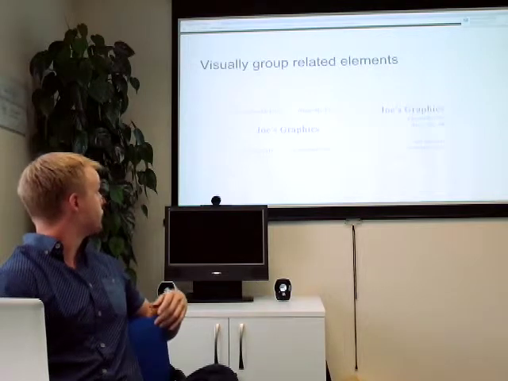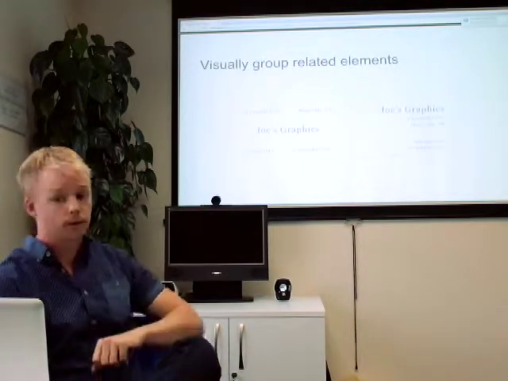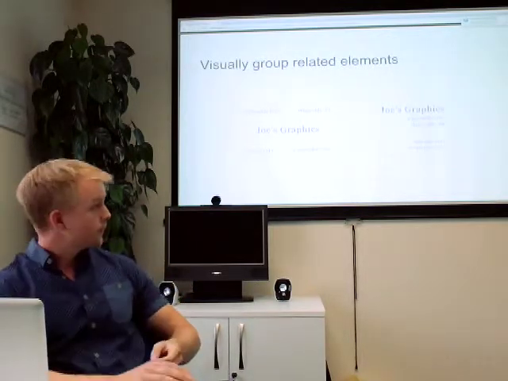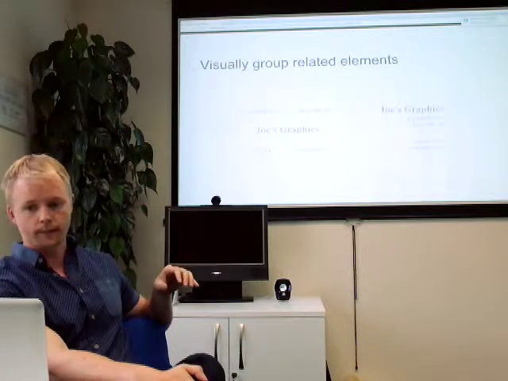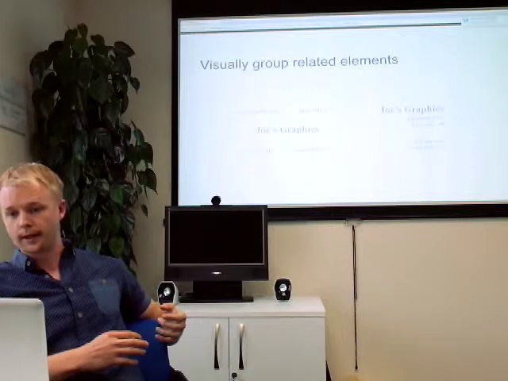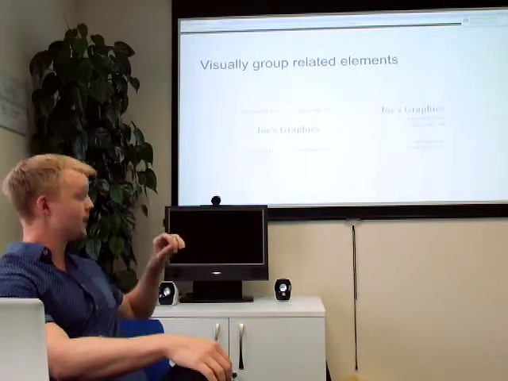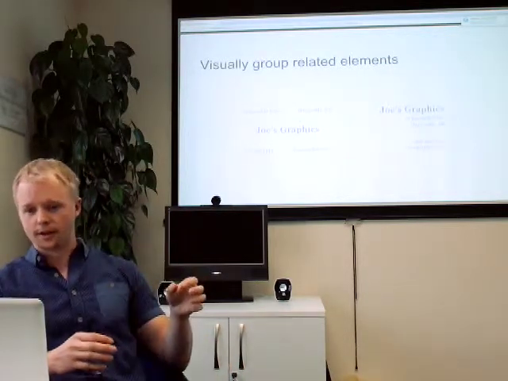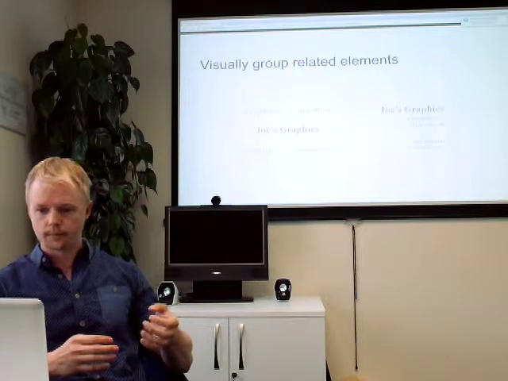So there's an example here of visually grouped related elements. The card on the left appears cluttered. The elements aren't logically ordered, and if you actually want to pick out any information on the business card, then you have to scan it multiple times.